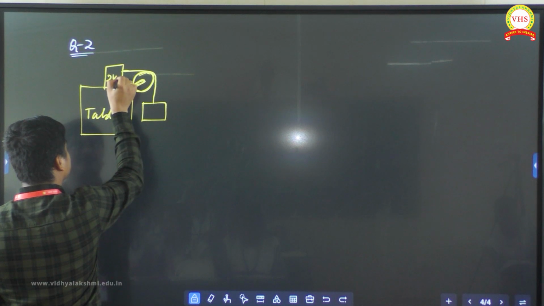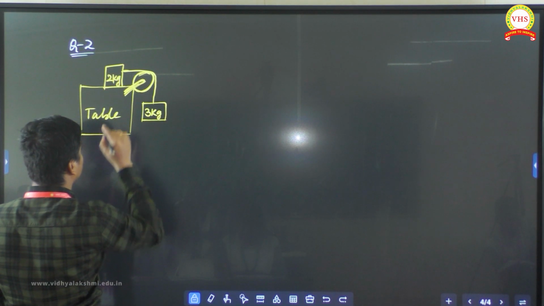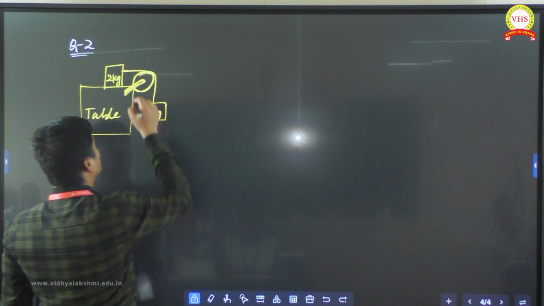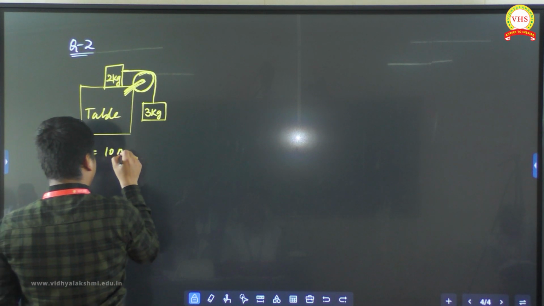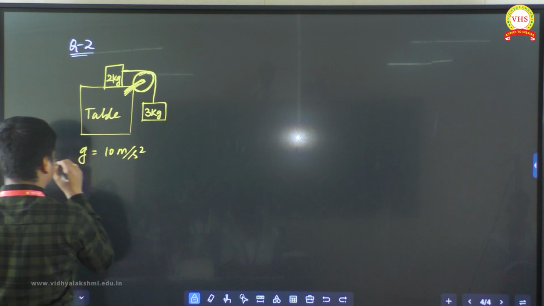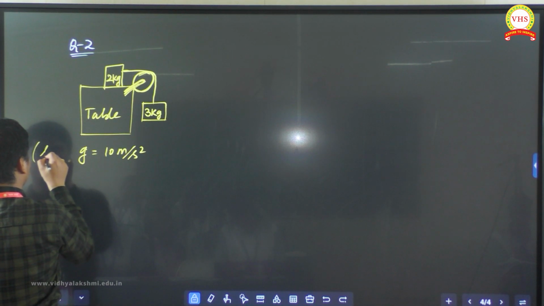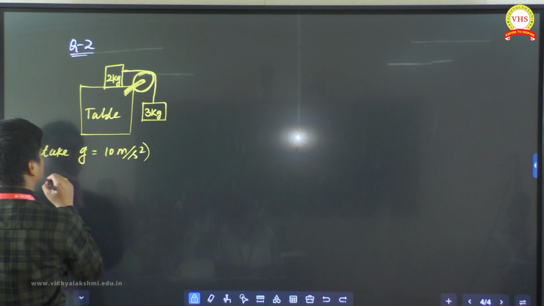This is 2 kg. This is 3 kg. 2 kg, 3 kg, like that it is given. Okay. Yes or no? Now the G value is mentioned: 10 meter per second square. You take this G value, 10 meter per second square.